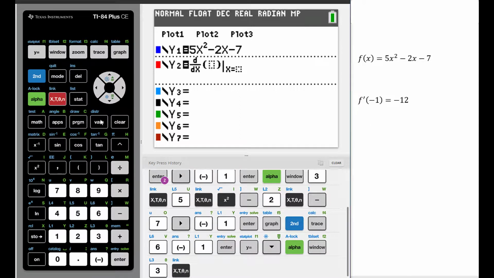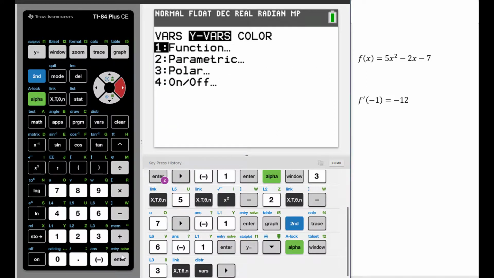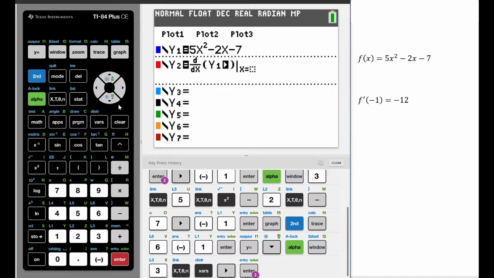In order to put in y sub 1, we're going to go to Vars and then scroll to the right one spot to Y-Vars, press enter on number 1 for Function, and then press enter on number 1 for y sub 1. Now we're going to scroll to the right where it says x equals. We're going to type in x. So it's going to say x equals x. And this will allow us to evaluate the derivative of y sub 1 at any value of x.